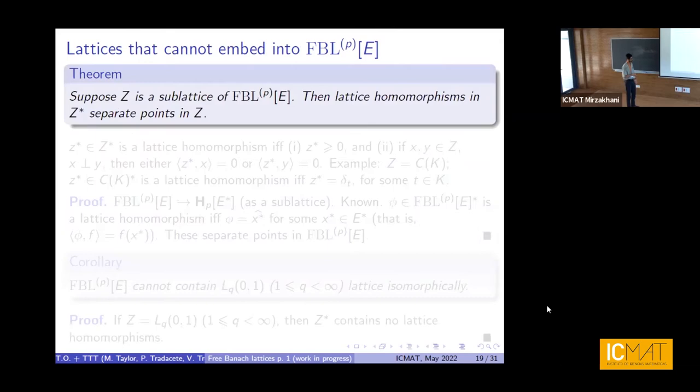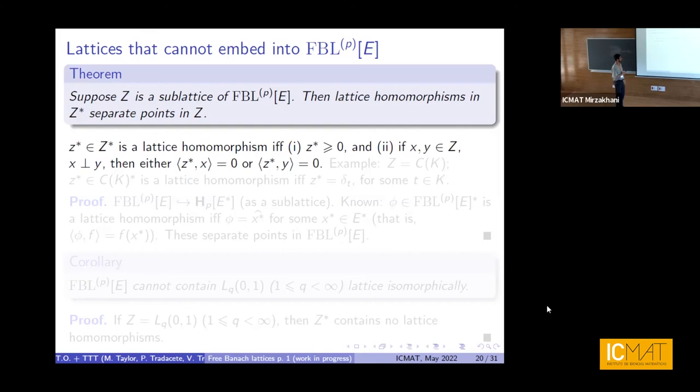So you may think that, at least in the separable case, a free Banach lattice contains all separable Banach spaces. It can also contain E as a sublattice. Well, does every Banach lattice embed into a free Banach lattice as a sublattice? Well, it turns out that the answer is negative, and here a major restriction on sublattices of free Banach lattices comes from this theorem: if Z is a sublattice of a free Banach lattice, then lattice homomorphisms in Z* separate points in Z.